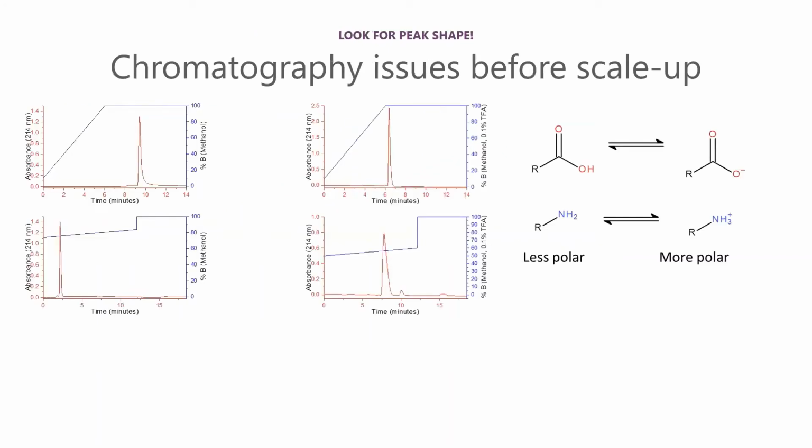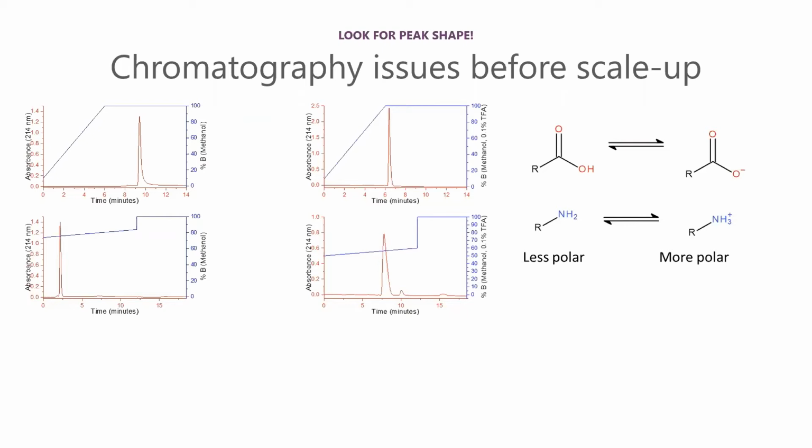The next few slides will show how scouting gradients can alert us to chromatography issues in the preparative runs. The most common one is pH control. A scouting and preparative gradient for quinine with no modifier is on the left. Corresponding runs with 0.1% trifluoroacetic acid, that is TFA, are on the right.